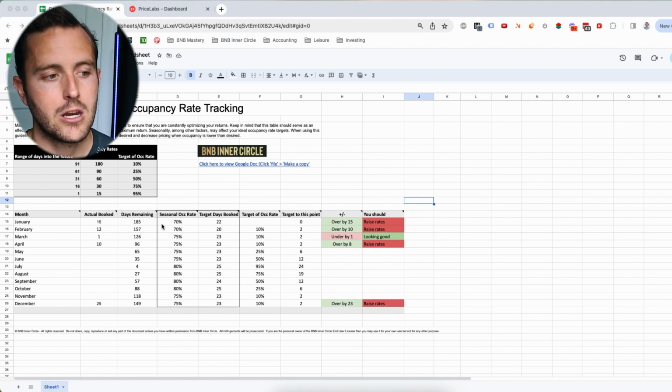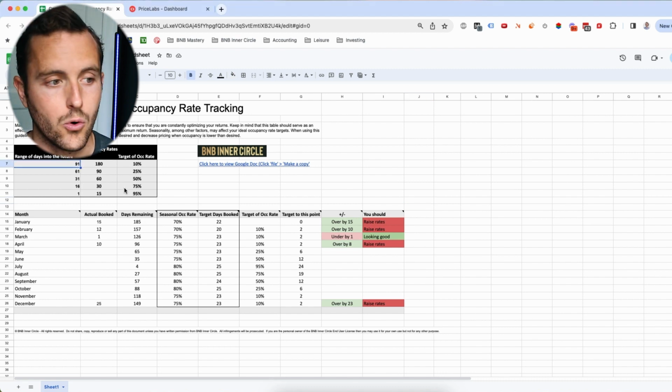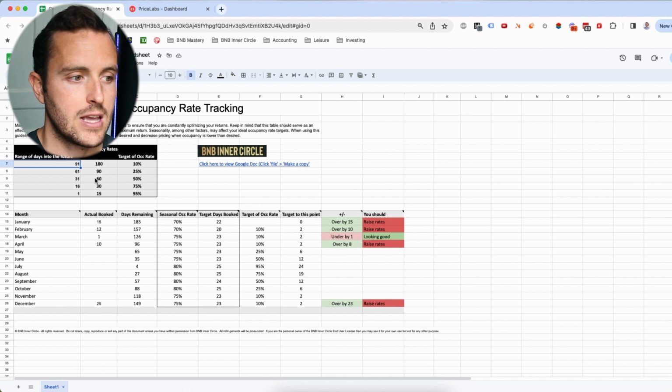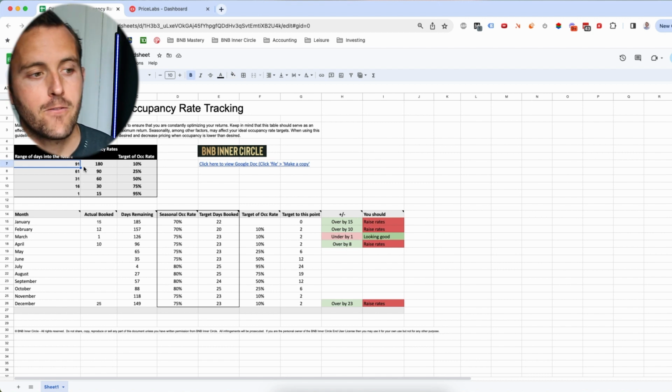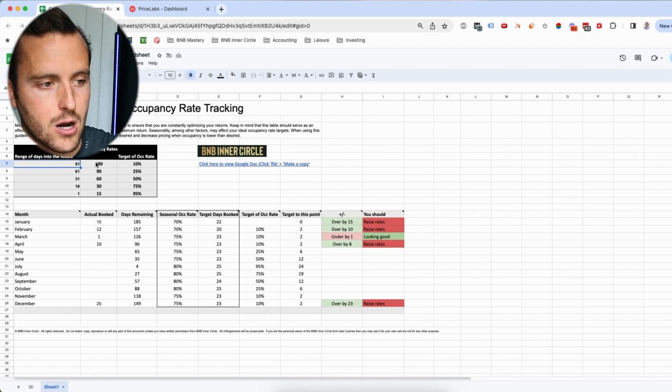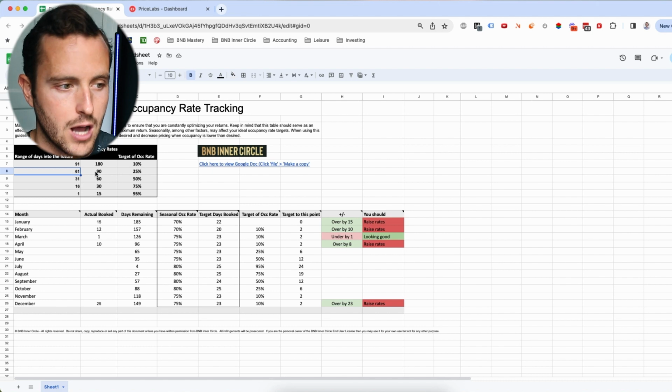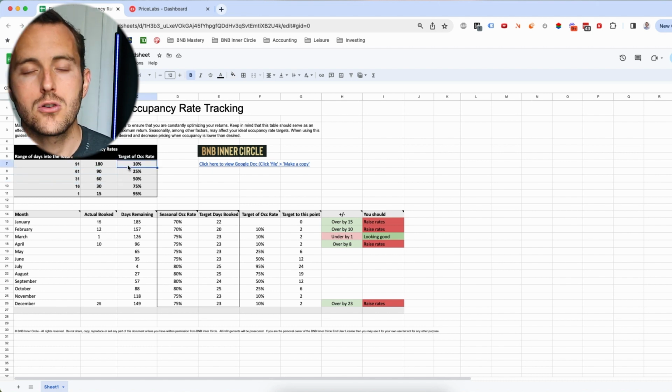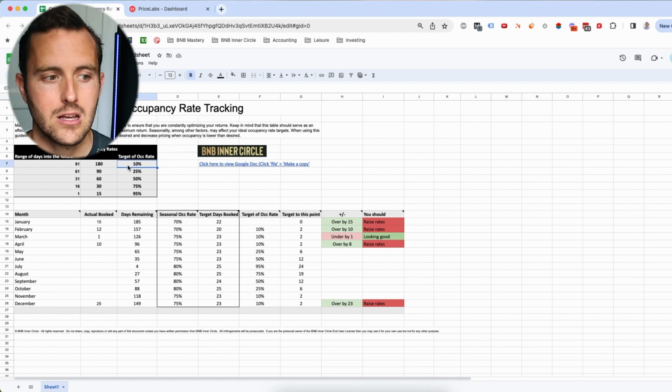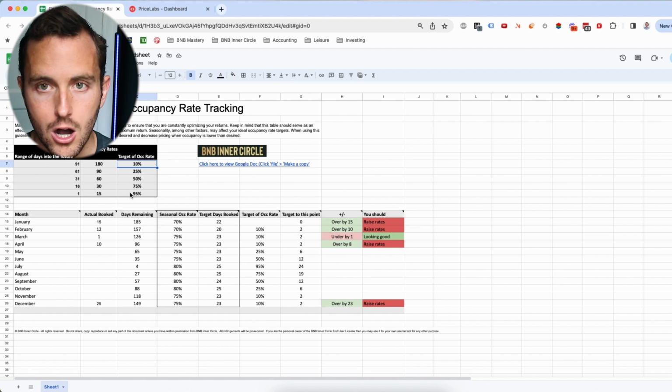And so we come in here every single week, and you've got basically a few things going on in this tool. It'll tell you the range of days into the future. So how far out we're looking, right? Between 91 and 180 days here, 61 to 90 days, 31 to 60 days out in the future. And it tells us what our target occupancy rate is for that period.